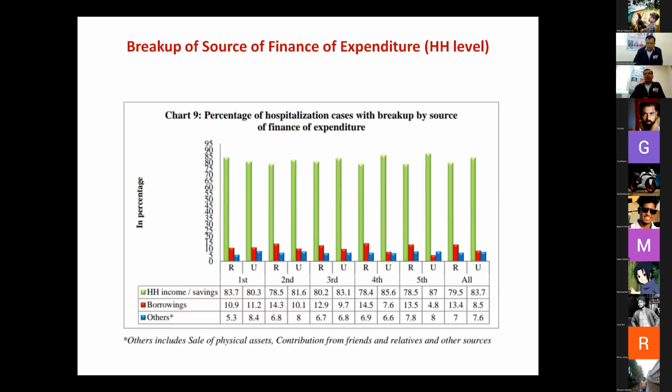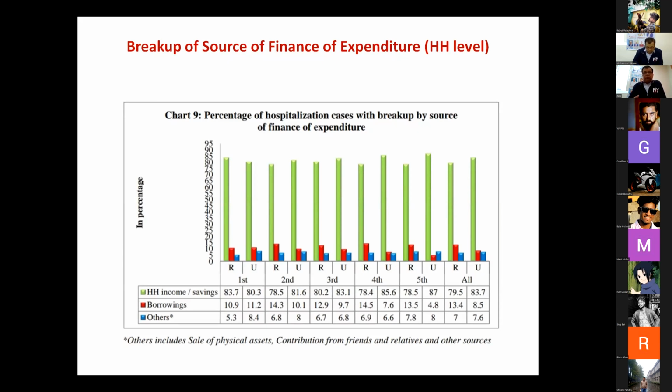Then we come to a very important thing, the breakup of source of finance of expenditure at household level. When we are talking about out-of-pocket expenditure, that means the expenditure made at the household level, right? What people spend at the level of their own household. So when somebody is spending money at the household level, where is he or she getting that money from? If I am spending some amount, what is the source of that amount for me? Now, this is very important.